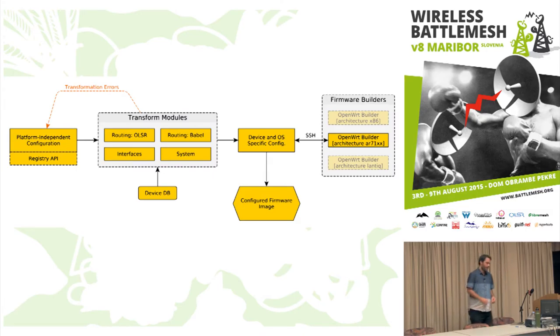So how does this work? As I said, we really wanted to make Nodewatcher applicable to any network in the world, community mesh networks, bigger, smaller, we don't really care. So we really made everything modular. Also this whole transformation cycle is modular. You can add your own platforms, you can add your own transformation models, and also the firmware builders. For all of these steps, when needed, we use Docker to make a reusable image.